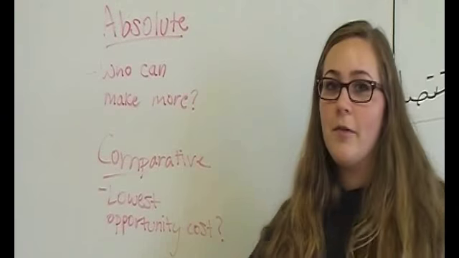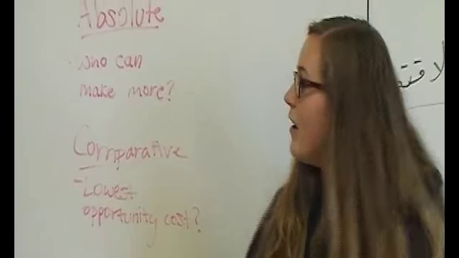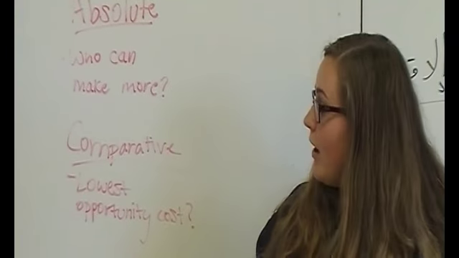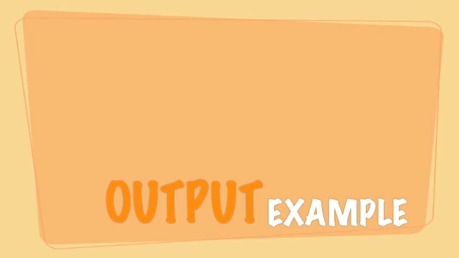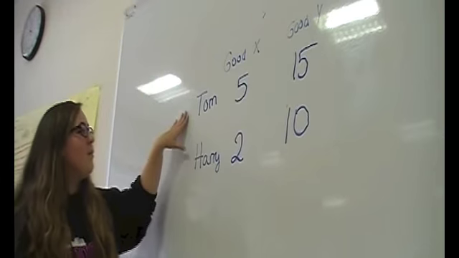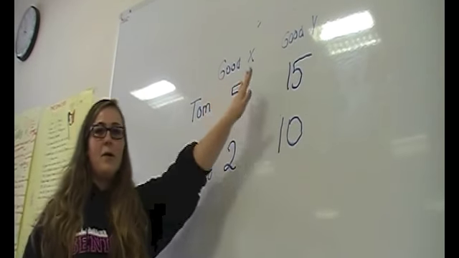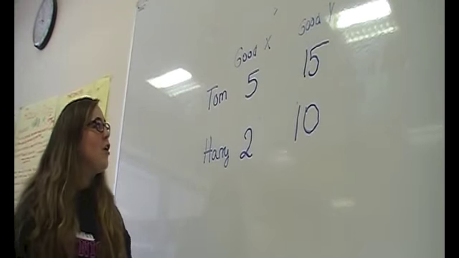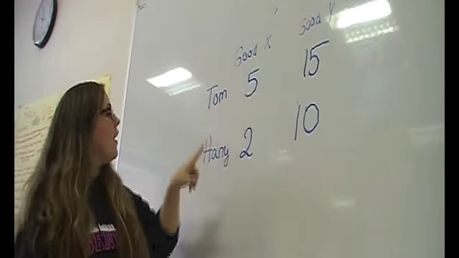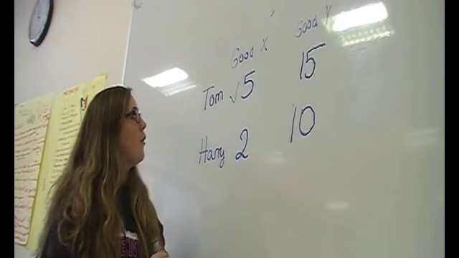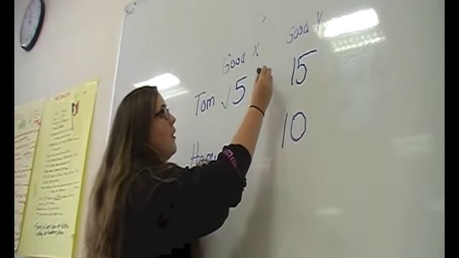Basically, when they're asking for absolute advantage, it means who can make the most of the product. When they're talking about comparative advantage, however, it's asking who has the lowest opportunity cost while making the product. We have Tom here and Harry here, and we have good X and good Y. To find out who has the absolute advantage, we look towards who has the bigger numbers. Tom has 5 in good X, and Harry only has 2. Therefore, Tom has the absolute advantage in good X. And for good Y, Tom has 15, and Harry has 10. So Tom also has the absolute advantage in good Y as well.